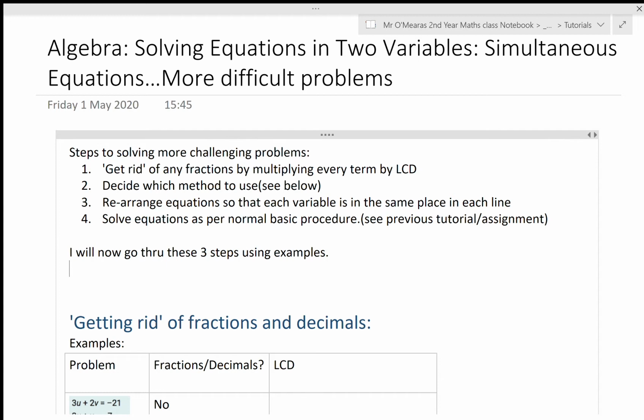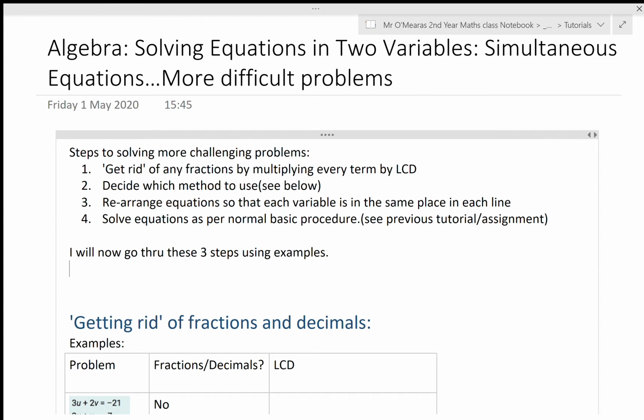So the first step of 4, you always try and sort out any fractions or decimals that you see, because they tend to just increase the likelihood of you making an error. So it's best to get everything in whole number format. You do that by multiplying every term by the lowest common denominator. We're going to go through examples down below, but we'll just go through the steps first.